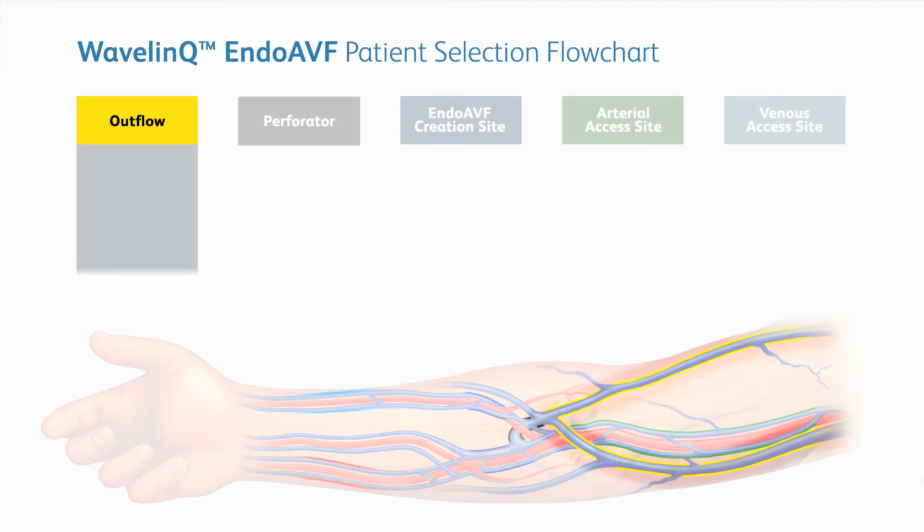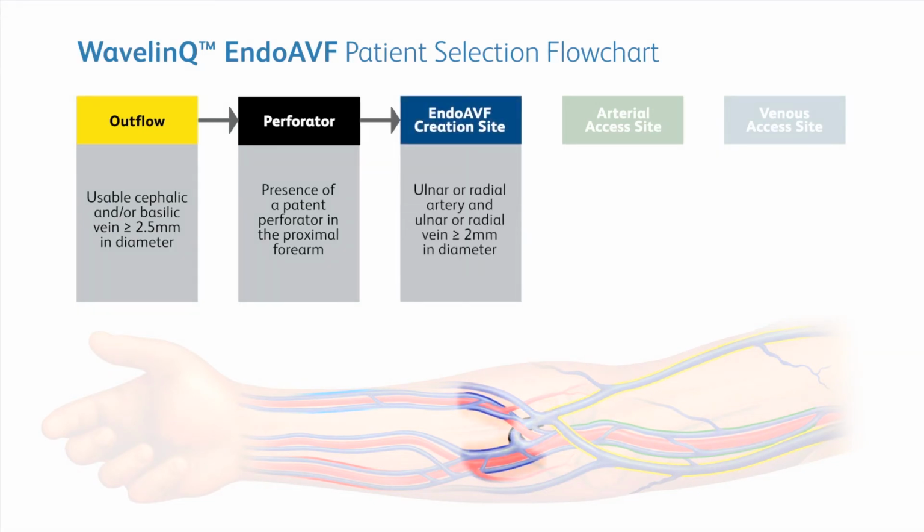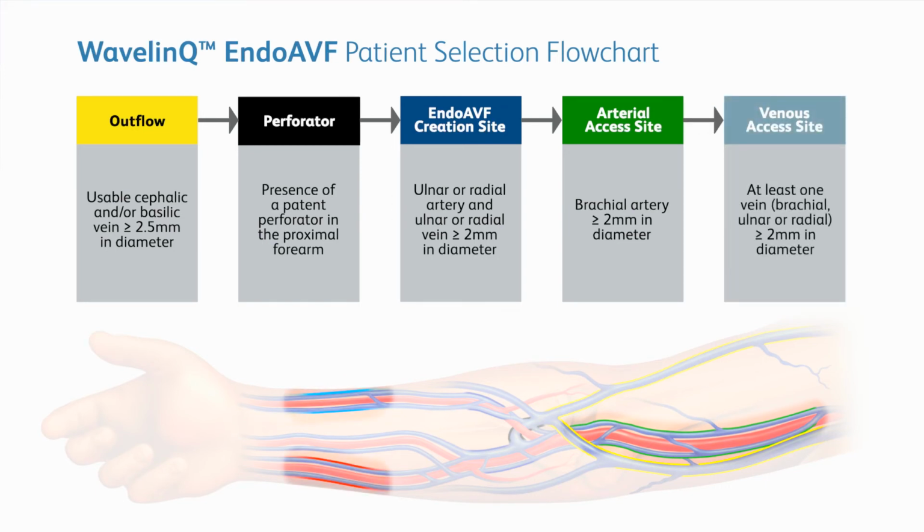Is there a usable cephalic and/or basilic vein for fistula outflow greater than or equal to 2.5 millimeters in diameter? Confirm the presence of a patent perforator in the proximal forearm. Ulnar or radial artery and ulnar or radial vein greater than or equal to 2 millimeters in diameter. Assess brachial artery diameter. It must be greater than or equal to 2 millimeters in diameter to accommodate the device. And at least one vein, brachial, ulnar, or radial, greater than or equal to 2 millimeters in diameter.